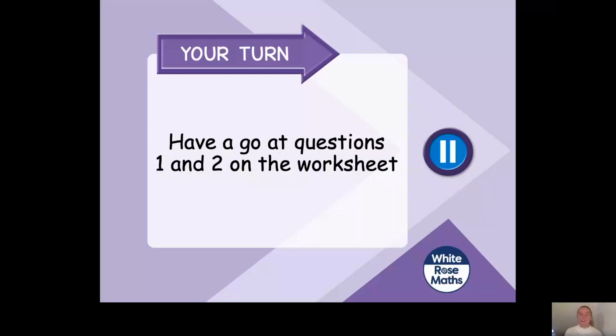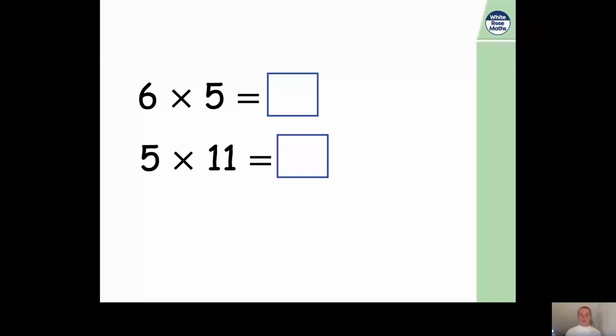Okay, Year 2, let's move on with our lesson. So here, like on Friday, we've got some multiplication number sentences. So we've got 6 multiplied by 5 and 5 multiplied by 11. Now we'll do the first one together. So 6 multiplied by 5.